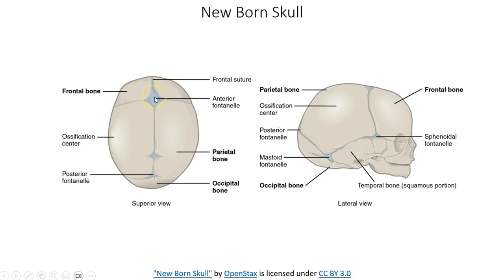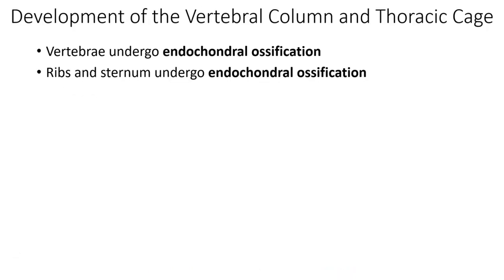But those fontanelles are going to allow these bones to move during the process of birth so that the baby can come out a little bit more easily. Those ossification centers are going to be towards the center of these bones, and they'll keep growing out until that connective tissue disappears and we just have these bones fused together later on in life. All right. For the other parts of the axial skeleton, vertebrae are going to develop through endochondral ossification, as are the ribs and sternum. And that wraps up the axial skeleton.